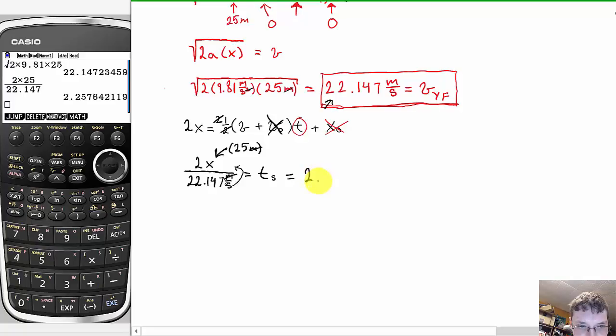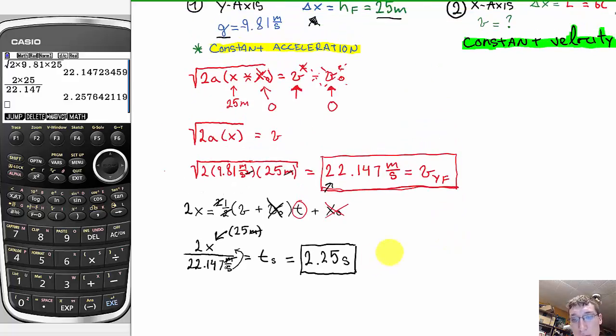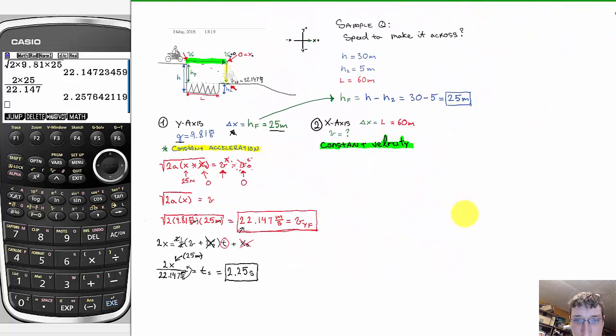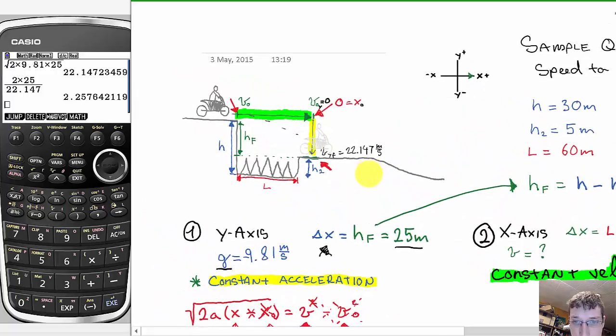And we get that it took 2.25 seconds. That's how long we're traveling in the air. That's a really important part of this problem. That means that to get to this point, for Lulu, took change in time equals 2.57 seconds.